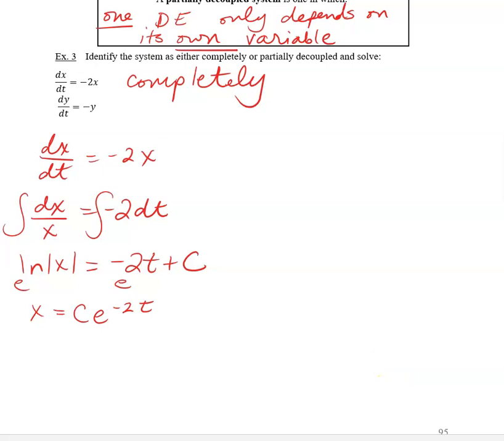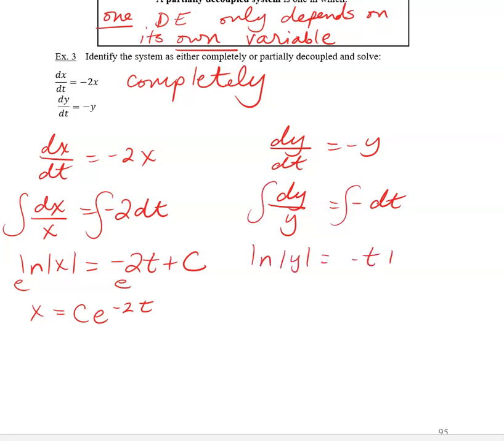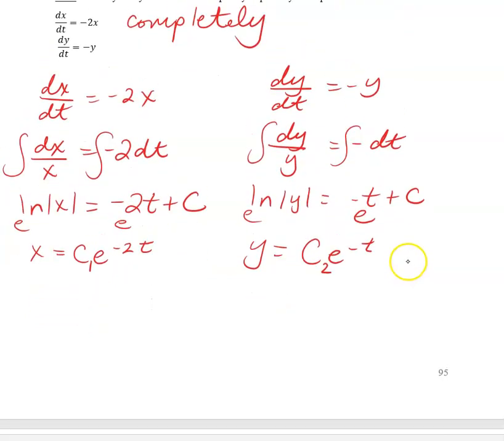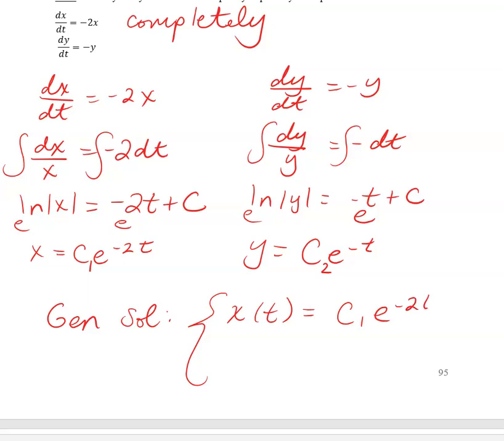And then we can do the same thing for the dy dt. I'm going to go ahead and separate those variables as well. So I have dy over y equals -dt. We're going to integrate. We get natural log of y equals -t plus c, exponentiate. We end up with y equals c e to the -t. Now these are different c's, so I'm going to call this c1 and c2. They're different constants. If I had an initial condition, I would solve them, but I don't. So we're just going to write the general solution as a system of equations. So x of t is equal to c1 e to the -2t.